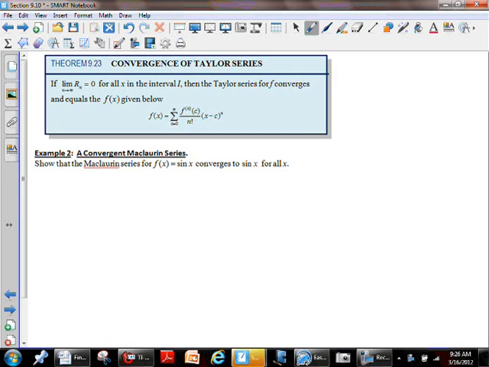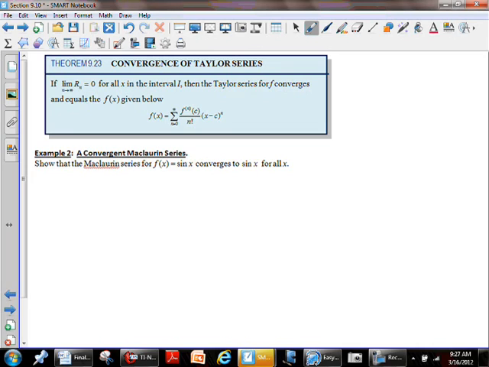We are in the Larson textbook, 9th edition, chapter 9, section 10, tying up all the loose ends about Taylor and Maclaurin series. Example 2 in Larson's book asks us to do something about a Maclaurin series for sine of x that I believe we found in the previous example, number 1. Before we embark on example 2, I want to spend a moment looking at what theorem 9.23 says, convergence of a Taylor series.